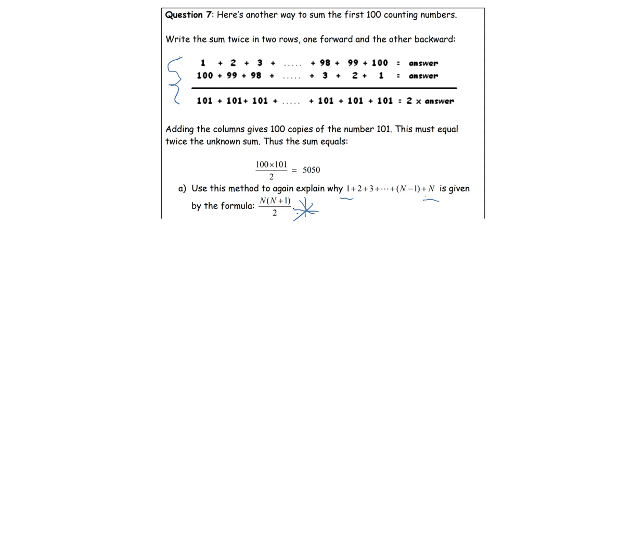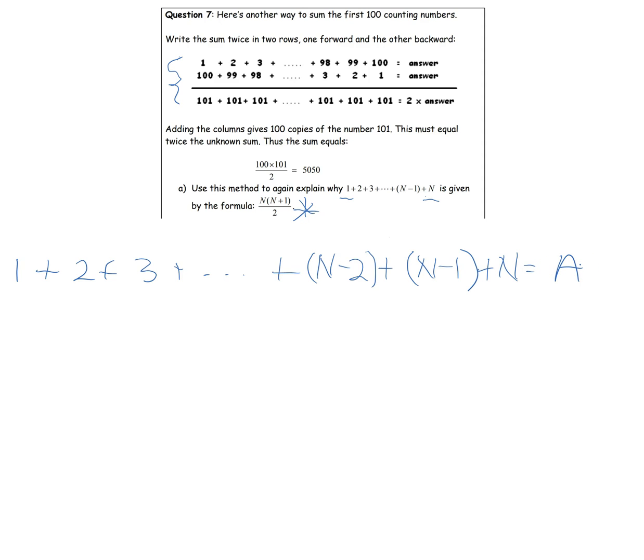So let's just start by writing out those numbers forward. So we're going to have 1 plus 2 plus 3 plus all that stuff in the middle. And then at the end, our last three numbers are n minus 2, because it's 2 away from the last number n, plus n minus 1 plus n, which is our last number. And this is going to equal some answer, which I'm going to just call A.